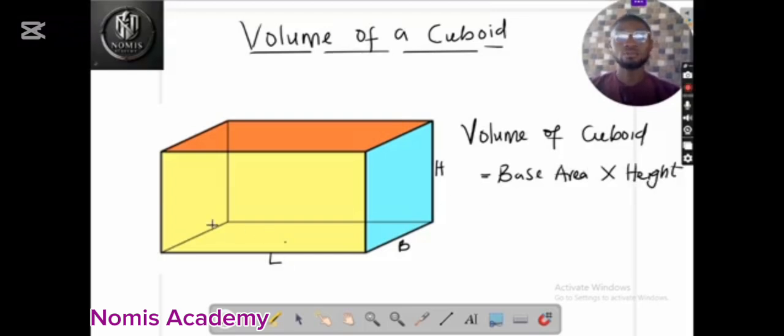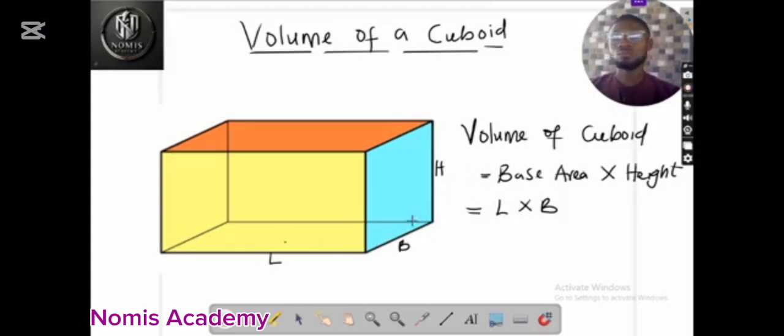Now let's look at the base area. The base area here, we have a rectangle. And remember, how do you calculate the area of a rectangle? Remember that area of rectangle is length times breadth. The length multiplied by the breadth.